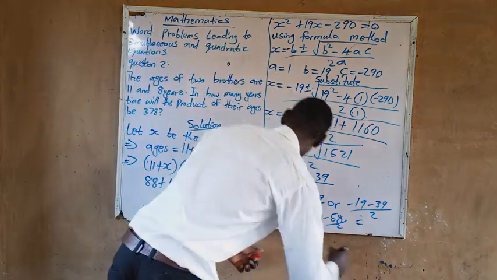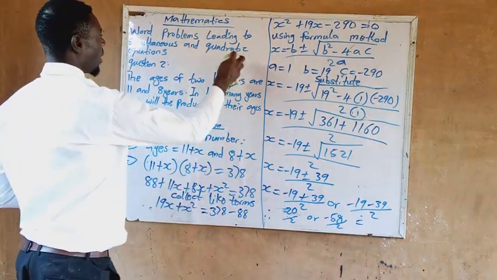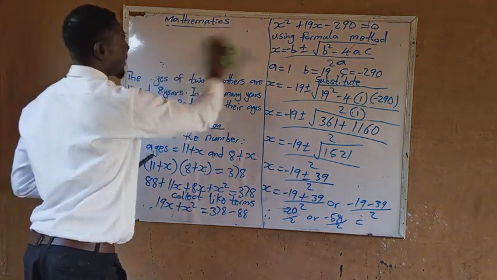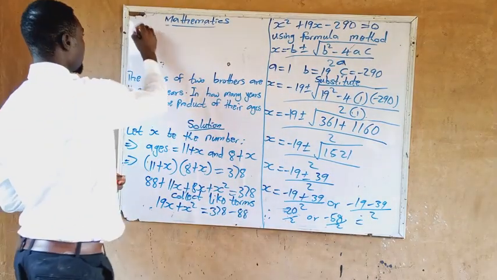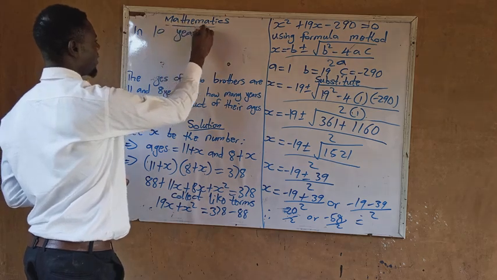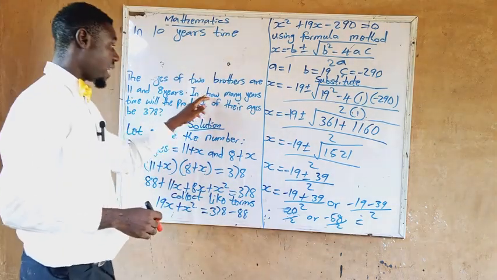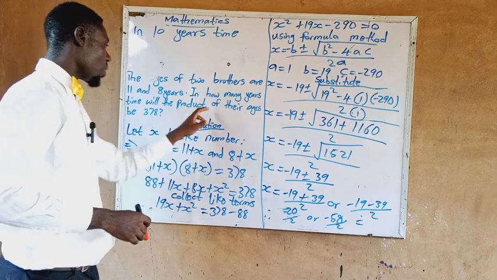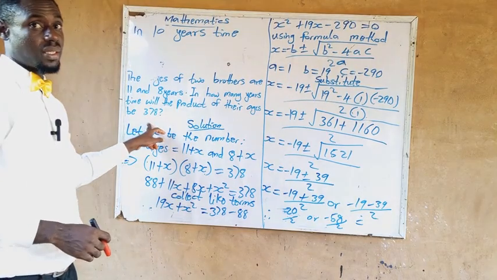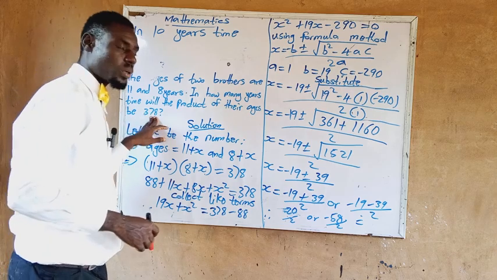So that means we are going to write: in 10 years' time. You say, in how many years' time will the product of their ages be 378? It will take 10 years for them to have this product.